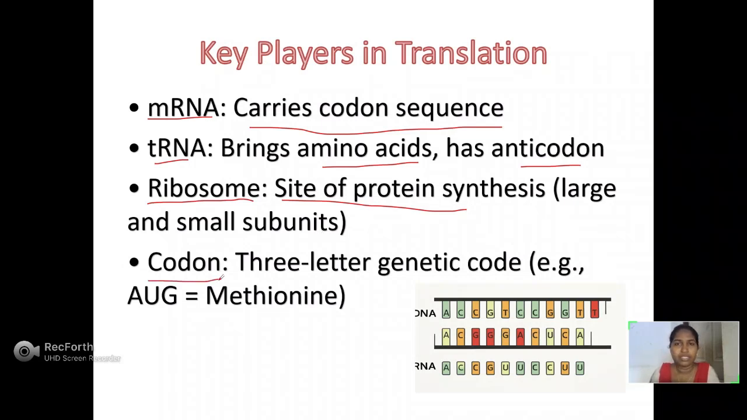And the codon. What is the codon? See, a codon is a 3-letter genetic code. You know that DNA is a double-stranded nucleic acid which has deoxyribose sugar and bases, connected with phosphodiester bonds. The DNA has base pairs, and the DNA gets transcribed to RNA, or messenger RNA, which also has bases. RNA is single stranded. What are the bases in RNA? Adenine pairs with uracil, and cytosine pairs with guanine. Very good.